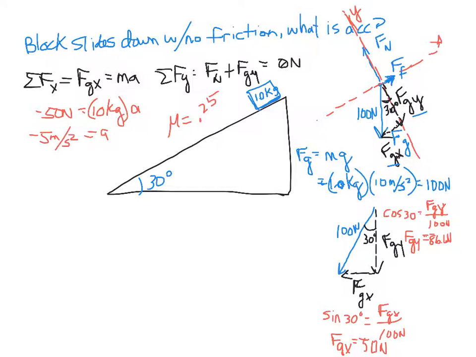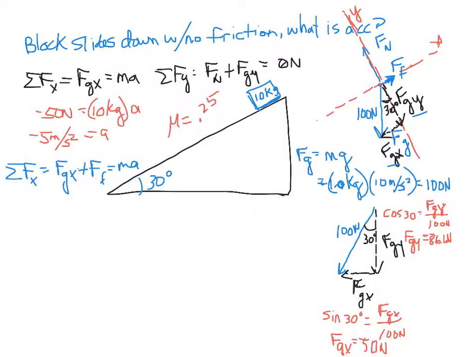Now, how does that change my summation? Well, my vertical summation doesn't change at all. The sum of forces in the y doesn't change because I still have the FGY and I still have the FN. Those are the only two forces I have in the y direction. But now, instead of only having an FGX, now I have a force of friction as well. So let me just sketch that over here. Now my summation is, in the x, I have a FGX and I have an FF, and that equals MA.